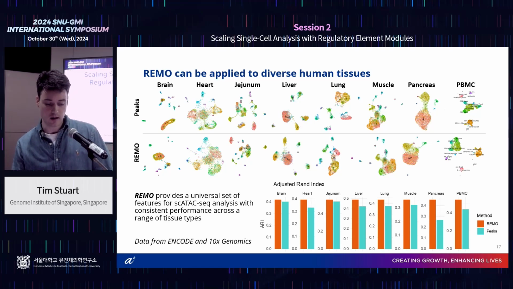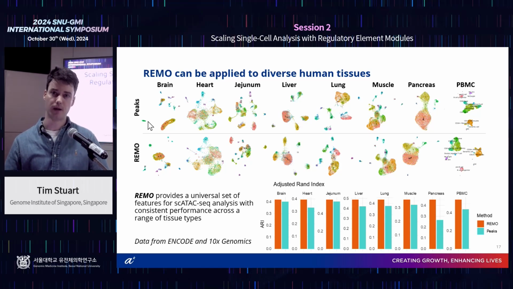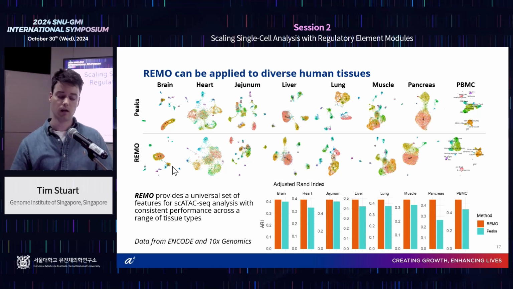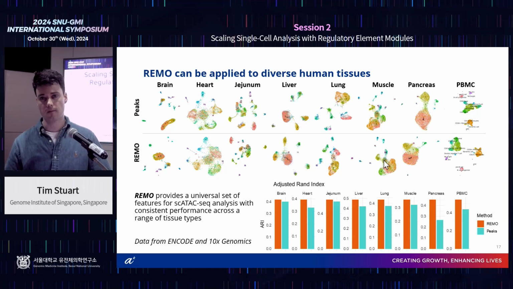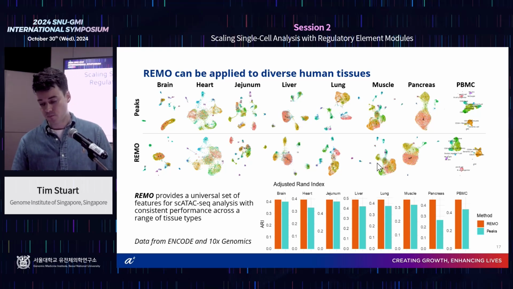I think the advantage is that in each of these cases, for the peak matrix, you have to call a different set of peaks for every one, and in these cases, 100 to 200,000 peak regions, so you have to change the features in every time. Whereas for REMO, we can just reuse the same set of modules across all these different tissues and get consistently good results. And as I showed in the previous slide, the performance is much better in terms of scalability.